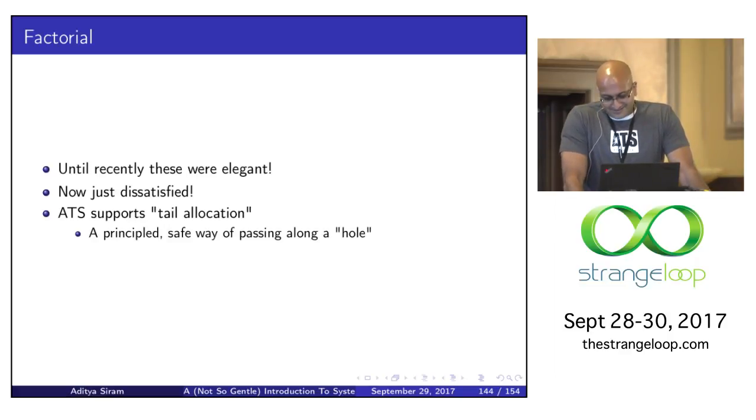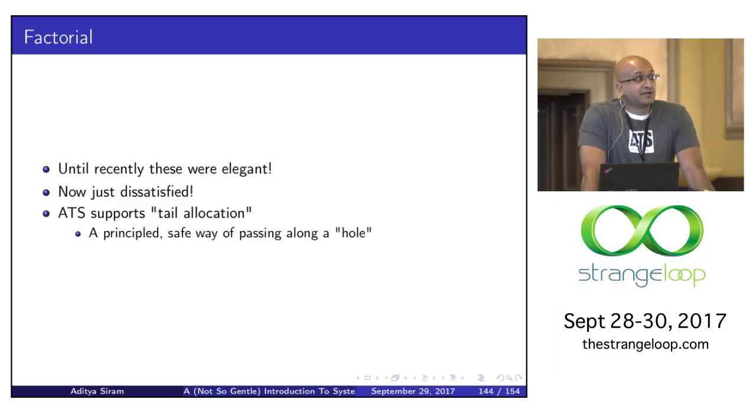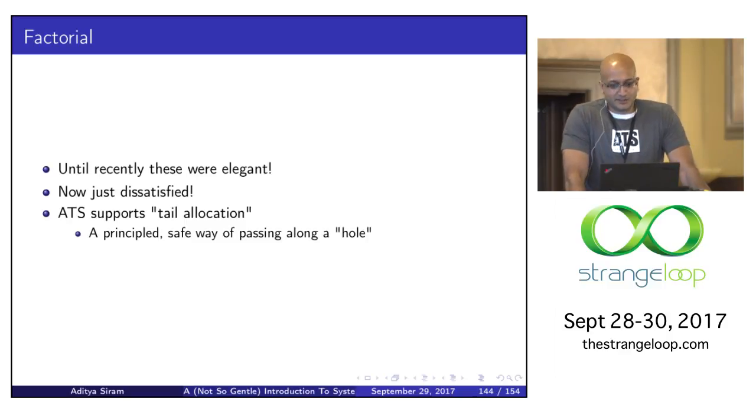But if you're going to stick around, ATS supports this thing called tail allocation. Tail allocation was an idea that was floated for ML in 1998, and I learned that because when I was researching ATS, I came across this idea. And it's 20 years, and nobody else has adopted this. Please adopt this. Okay, so what is tail allocation?